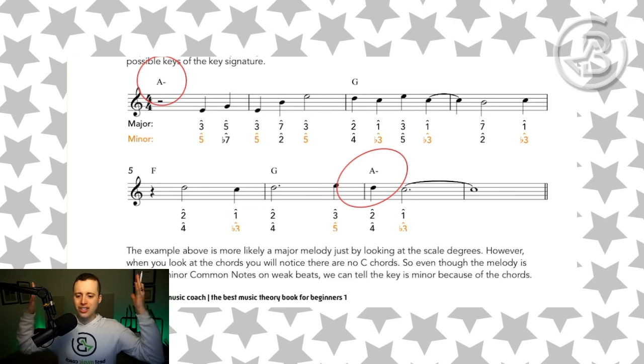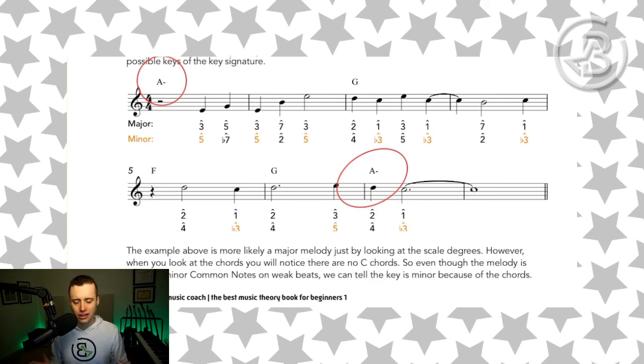So even though there are C notes, and even though the melody is not very strong in terms of pointing towards the minor, it still is going to be a minor melody with minor chords, and the key is actually going to be the key of A minor. So you have to look at the chords, and you have to look at the melody, and then look at both of them together. Because as you can see here, the melody is not clearly pointing to it being a minor key, but when you zoom out and just look at the chords, you go, wait a second, there's not even one C chord in this entire piece of music, but there are two A minor chords.